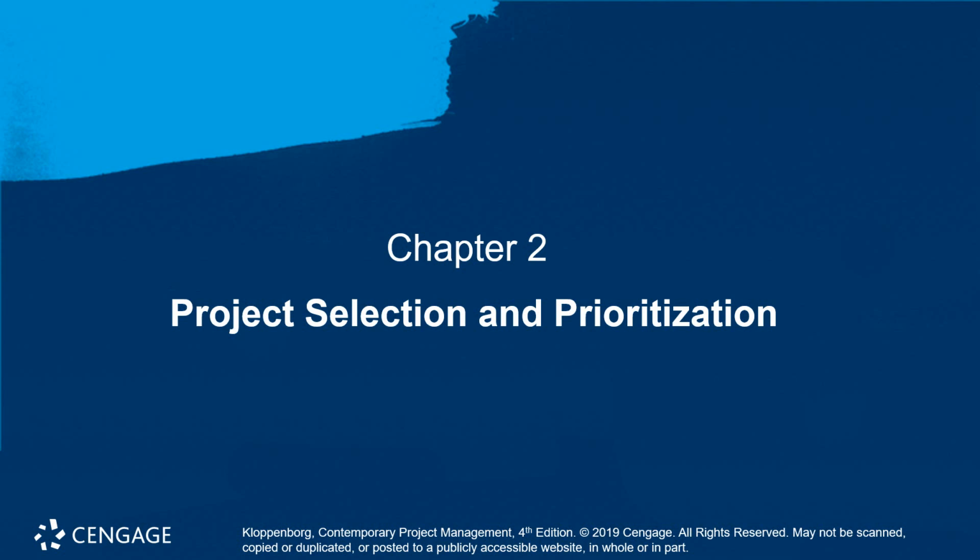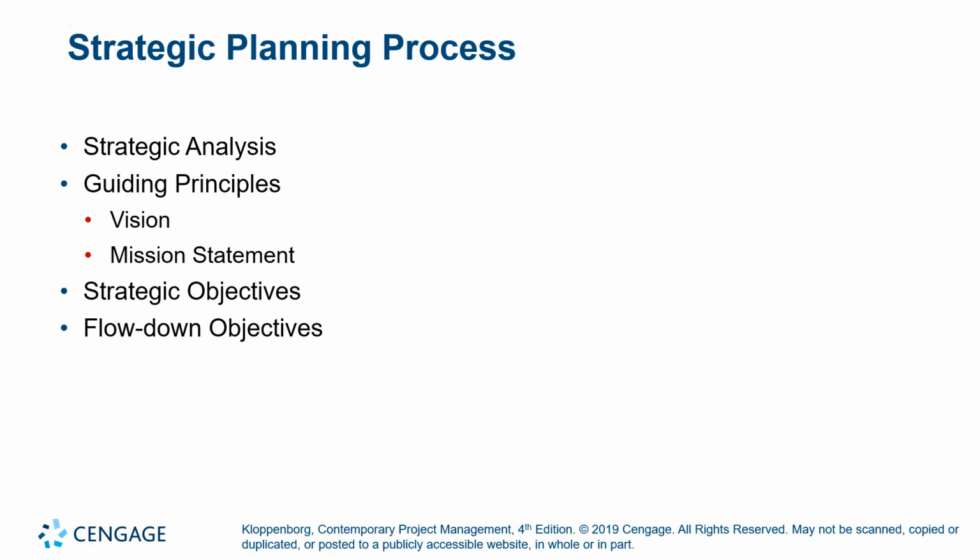Hello, class. Today we're here to talk about Chapter 2, Project Selection and Prioritization. So, let's go ahead and discuss the strategic planning process. There are about 4 key areas of the strategic planning process that we're going to discuss during this particular chapter.